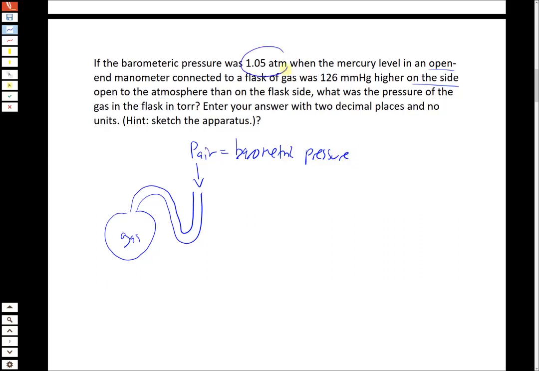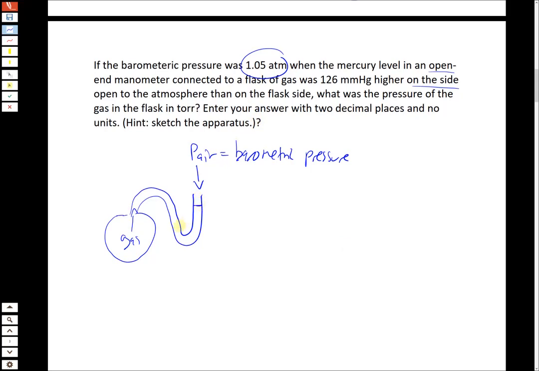So that number is 1.05 atmosphere. That's the barometric pressure pushing down on that side. Then you have the pressure of the gas pushing in the other direction, and we're telling you here that the mercury level connected to the flask is 126 millimeters higher on the side open to the atmosphere. So it's going to look like this.